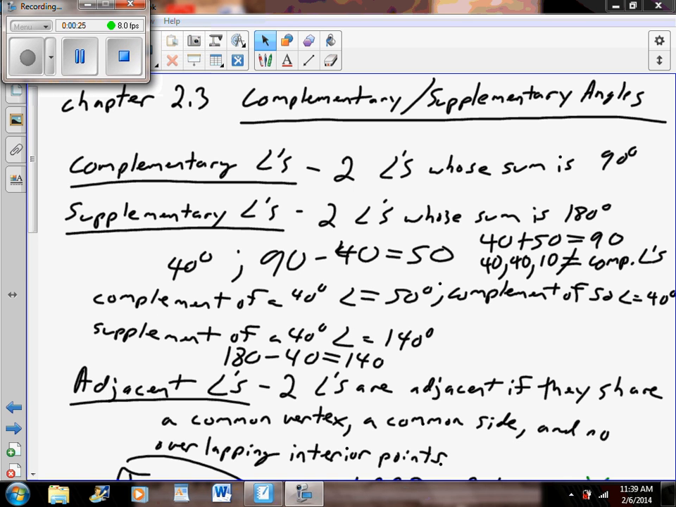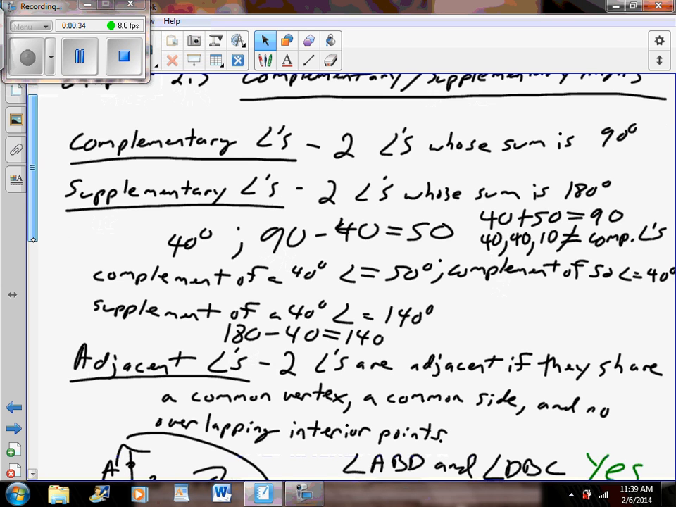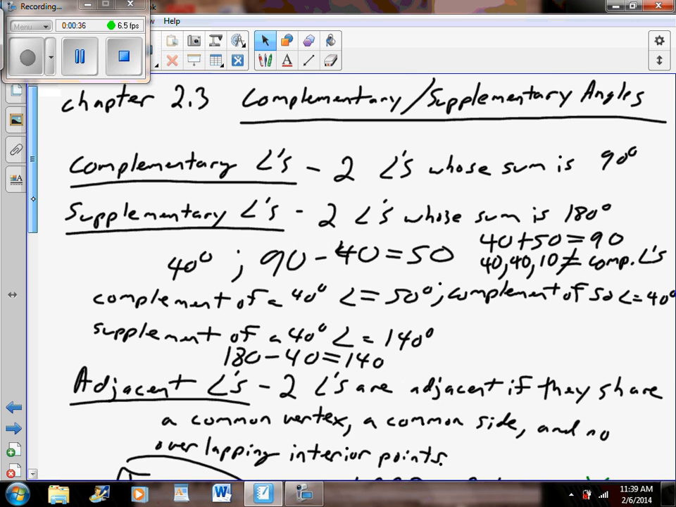If I actually start writing on the board, you're not going to be able to see me on YouTube. You'll hear my voice, but you'll see it as I scroll down the screen. Anything that I write on here, you'll see me switching over so that I can write. Everything that you see up here on the board is what you'll see on YouTube. So what we're talking about in chapter 2.3 are special pairs of angles, complementary angles and supplementary angles.